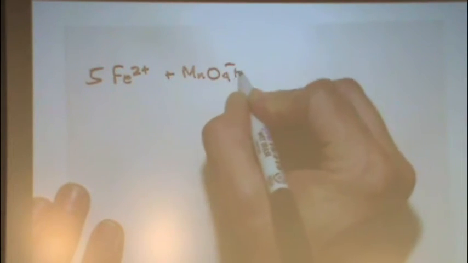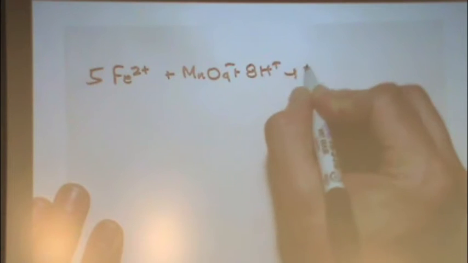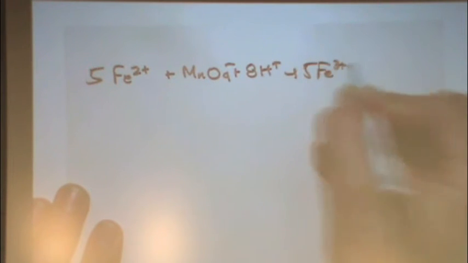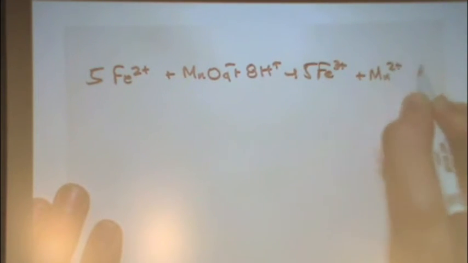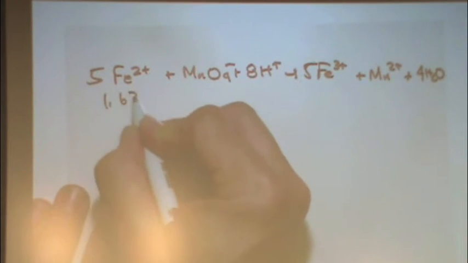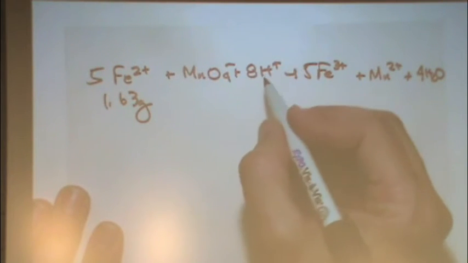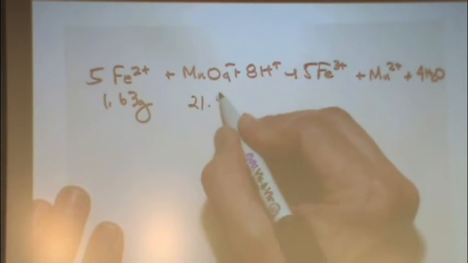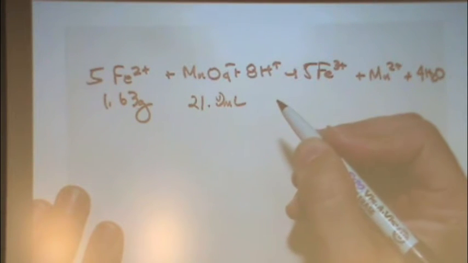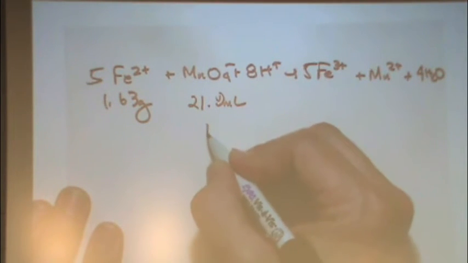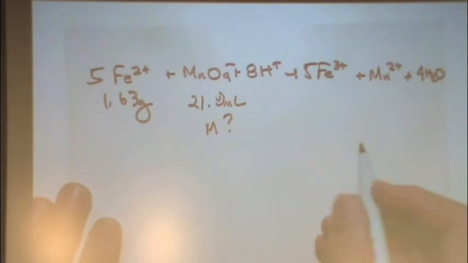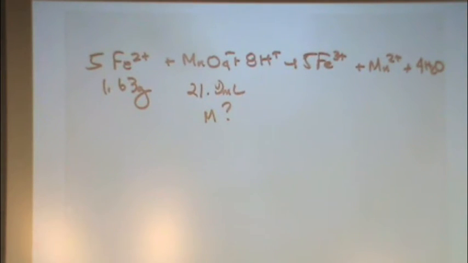I have this reaction: 5 Fe2+ plus MnO4- plus 8 H+ goes to 5 ferric ion plus manganese 2 ion plus 4 water. And I know there's 1.63 grams of this and 21.9 milliliters of that. I want to know this molarity. This is just a typical titration reaction.